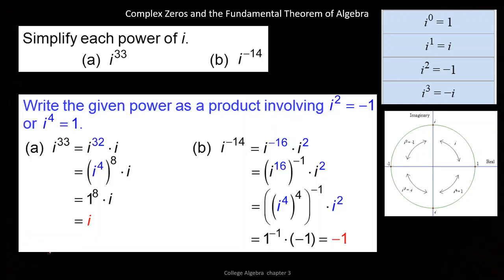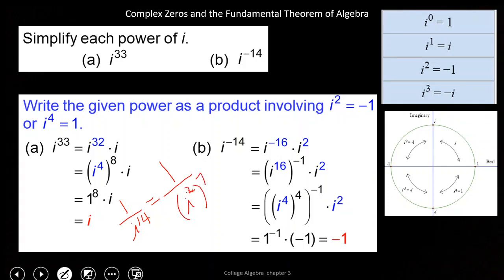So if I write it as 1 over i to the 14th power, that would be 1 over i to the 2nd, to the power of 7, in the denominator. Now we know i to the 2nd is negative 1. So that's negative 1 to the 7th power in the denominator, and that would be 1 over negative 1, which is negative 1. Okay? All right.